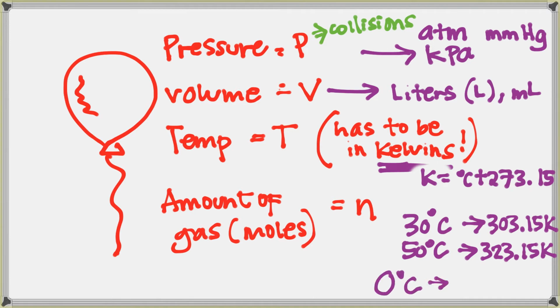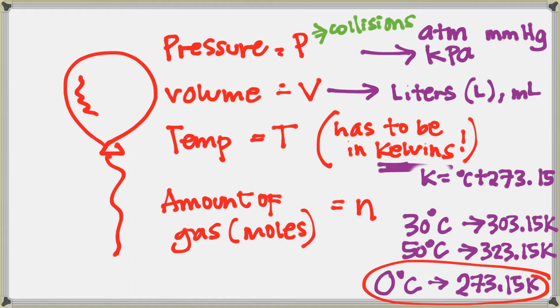Again, it's the same process. Just add 273.15 to it, and this is now 273.15 K. And you need to remember this, the 0. 0 degrees Celsius or 273.15 K is called the standard temperature. Remember this. This is again, guys, called the standard temperature. And we use this for a lot of things.